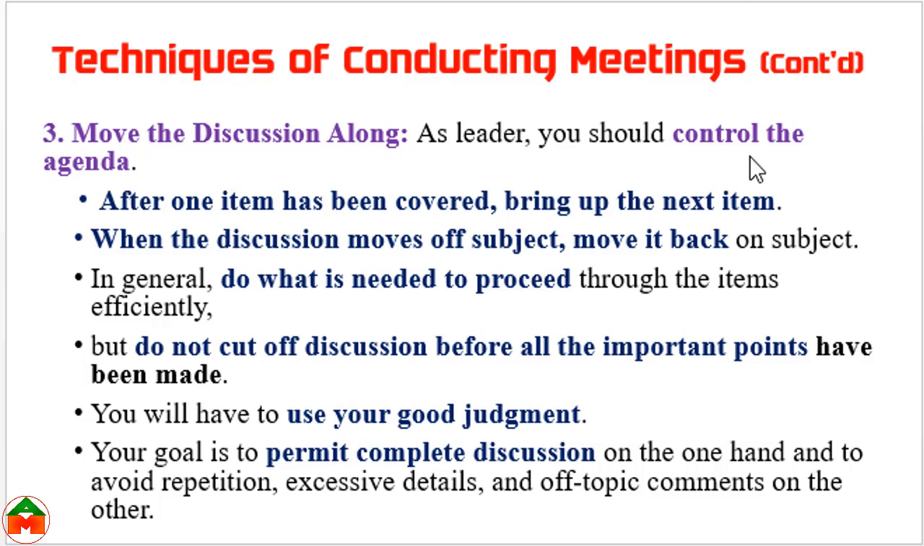The third technique of conducting a meeting is move the discussion along. That means you have to control the agenda, and for that purpose, whenever one item has been covered, you have to bring up the next item, and when the discussion moves off subject, move it back. In general, do what is needed to proceed, but do not cut off discussion before all the important points have been met. In that case, you have to use your good judgment so that you can reach your goal of the meeting by permitting complete discussion.